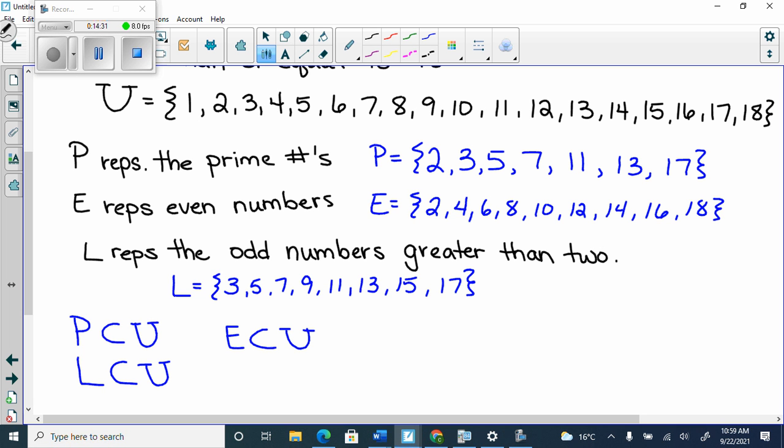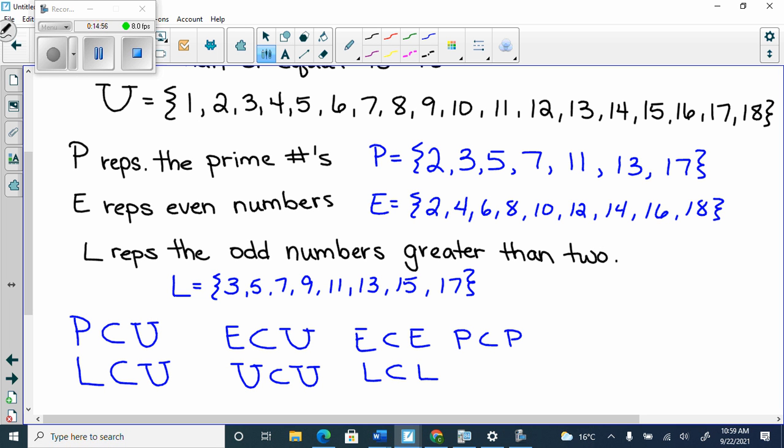U is a subset of itself. Actually, all of them, there's a ton more. I could go U is a subset of U. I could go E is a subset of E. I could go L is a subset of L. I could go P is a subset of P. There's still one more. You could say the empty set's a subset of all of them. What else? There's actually 2 sets that are subsets of each other.